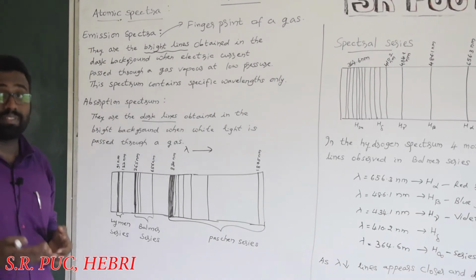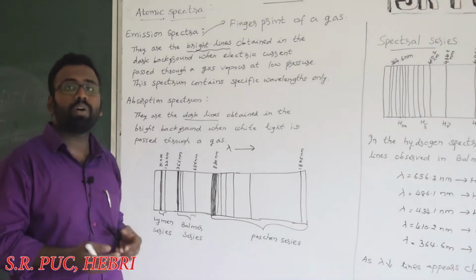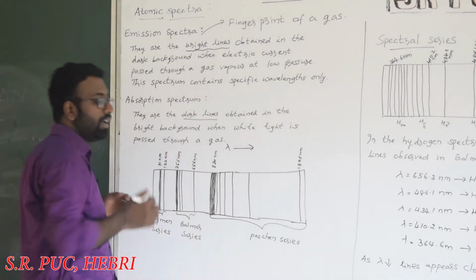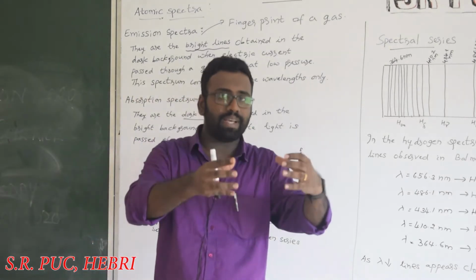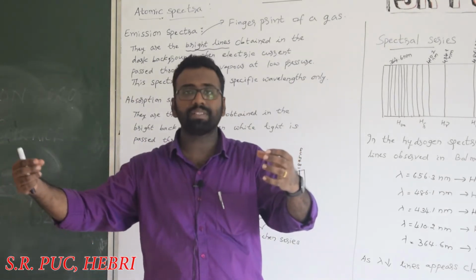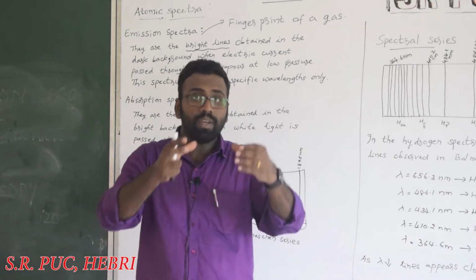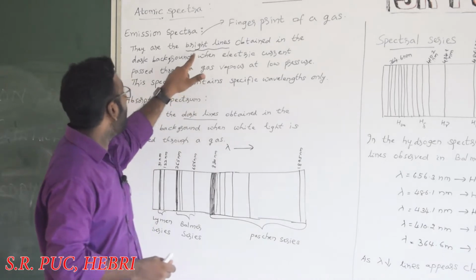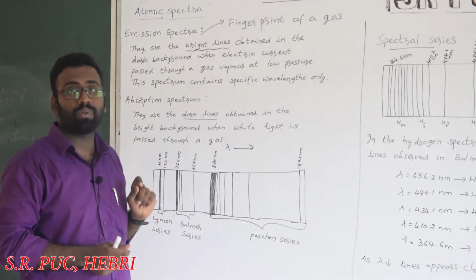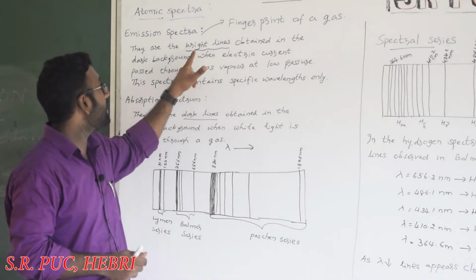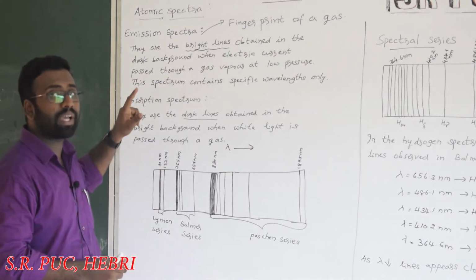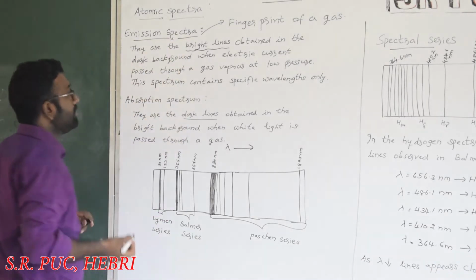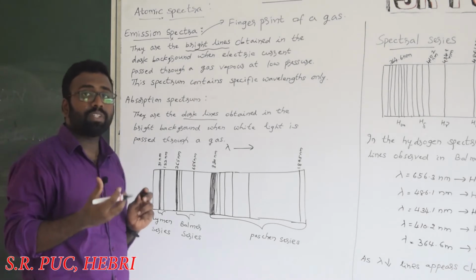First let's see the emission spectra. How do we get the emission spectra, or what is the emission spectra? Emission spectra will be obtained when you take an atomic gas and pass electricity through it. When electricity is passed through the atomic gas, you obtain bright lines in a dark background, which is known as emission spectra.